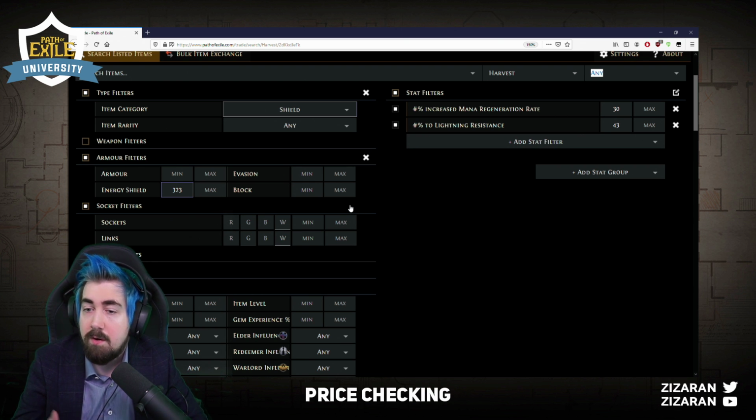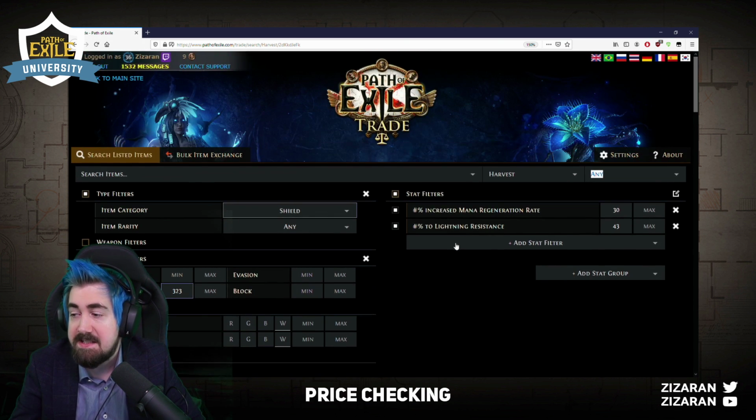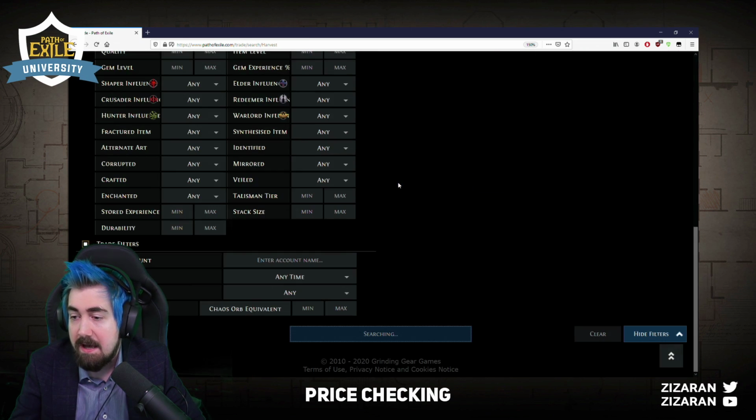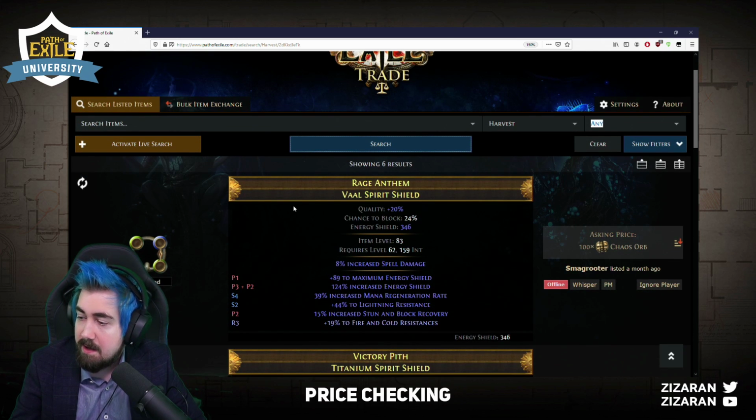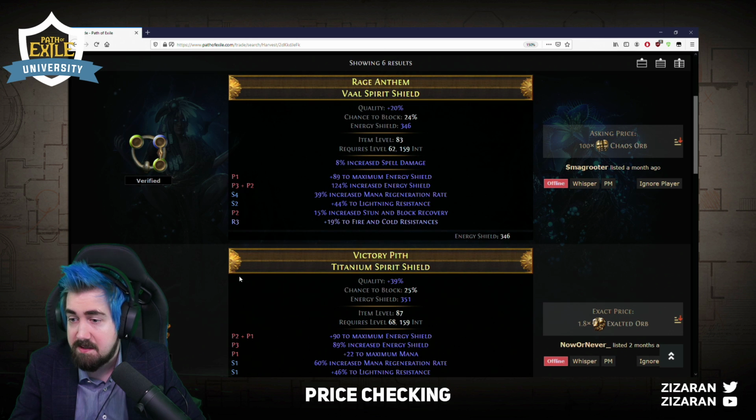Either way, more importantly, the more specific you are, the worse you're going to get. So even without that, it's showing 6 results, right? Which could lead a lot of new players to think, wow, there's so few for sale, and the cheapest is 100C.